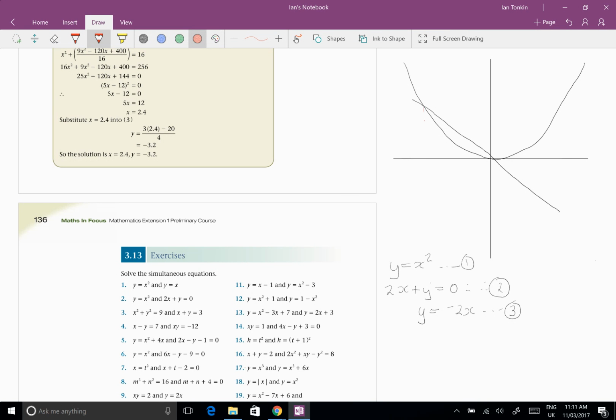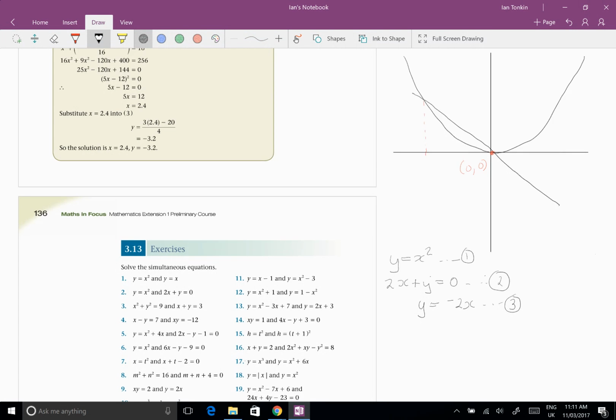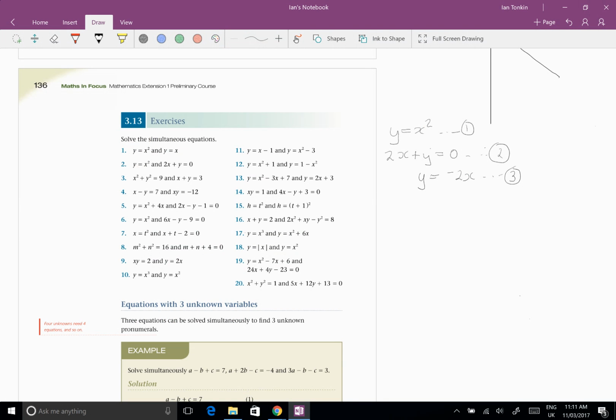And my points of intersection are there and there. And I can quickly see that I've already got 0, 0. And I'm happy with that. And I just got to find this one. So knowing what the curve looks like, or both the curves look like, helps me solve the equation, helps me understand what I'm doing. Anyway, so let's go to the algebra now.